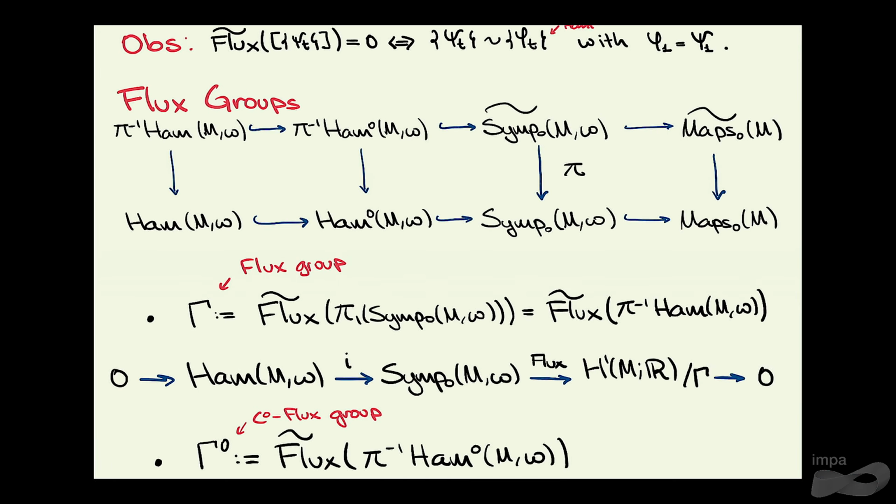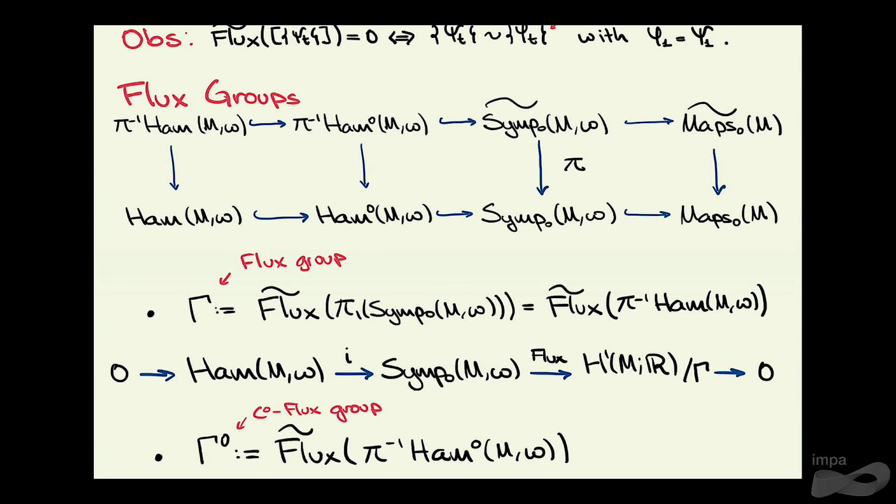Okay, so now let's define the flux group. This is the usual, what people mean when they say the flux group. Well, that's just the image of the fundamental group of Simp 0 seen as a subspace of its universal cover. So these are just fluxes of loops of symplectic diffeomorphisms. But this can be defined in an equivalent way as the image of the pre-image by pi of Ham. So again, these are classes that can be represented by paths of symplectic diffeomorphisms, but now this is Ham and not Ham 0, whose endpoint is in Ham.